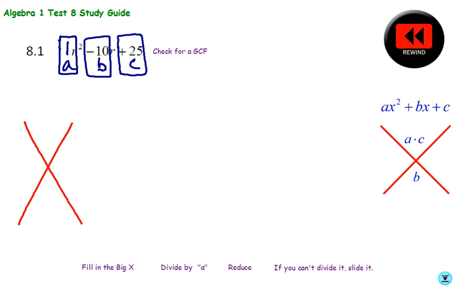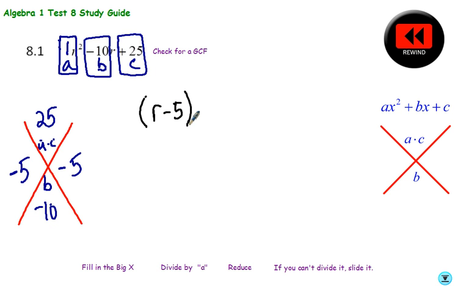So A times C, which would be 1 times 25, which is 25. And then my B, which is negative 10. Looking for 2 numbers that multiply to 25 that would add up to negative 10. I'm thinking 5 and 5 multiplies to 25, but 5 and 5, at least positive, adds up to a positive 10. I need these 2 to add up to a negative 10, so they would both need to be negative. No GCF to worry about. I've got r minus 5 times r minus 5.